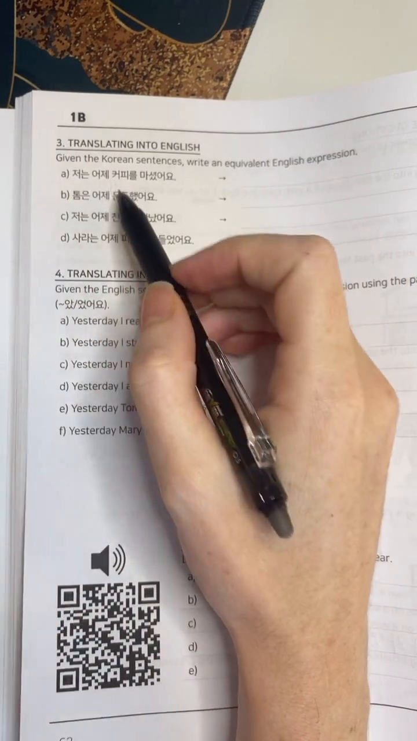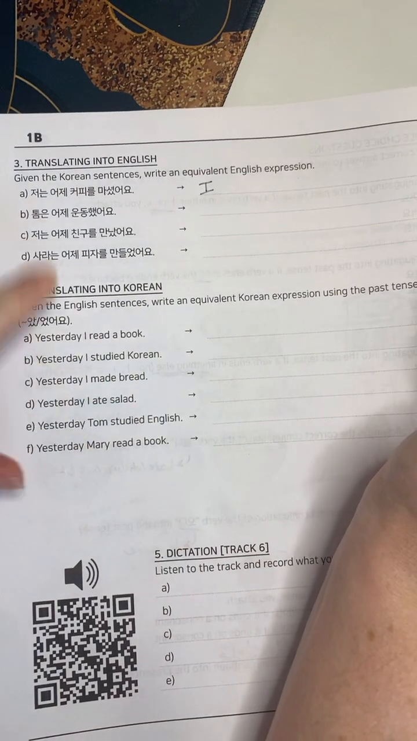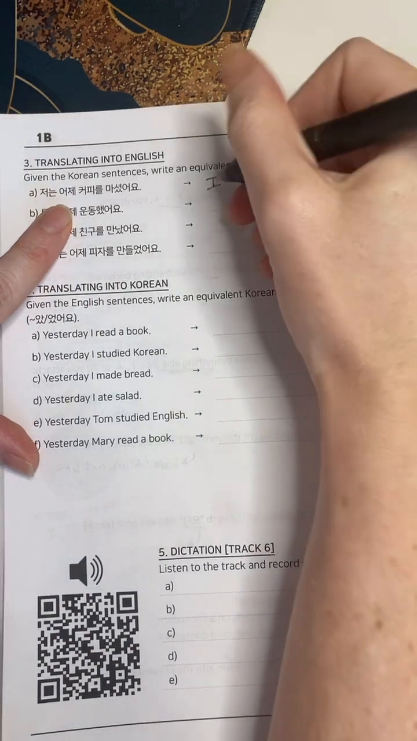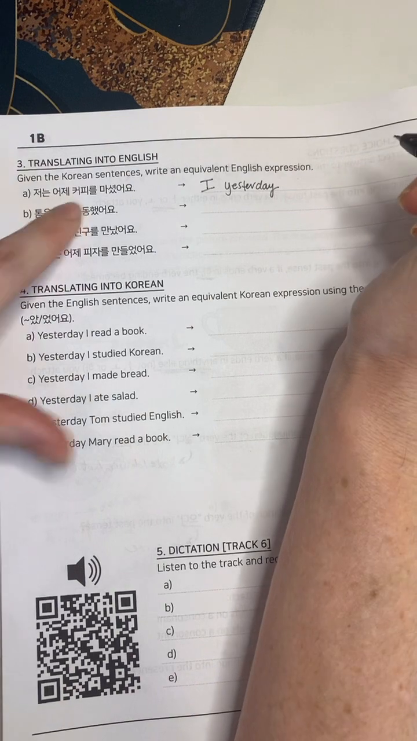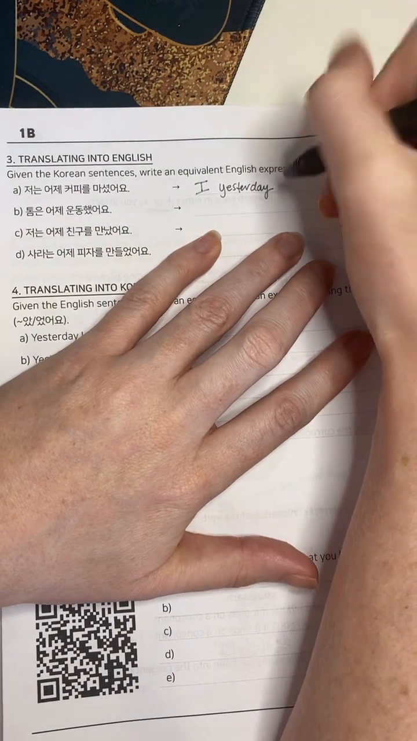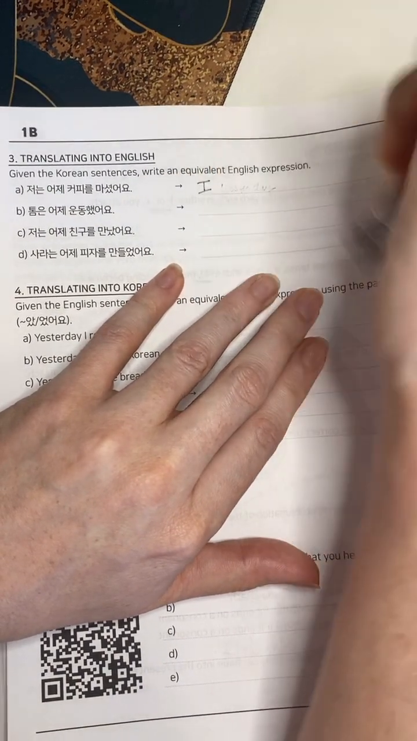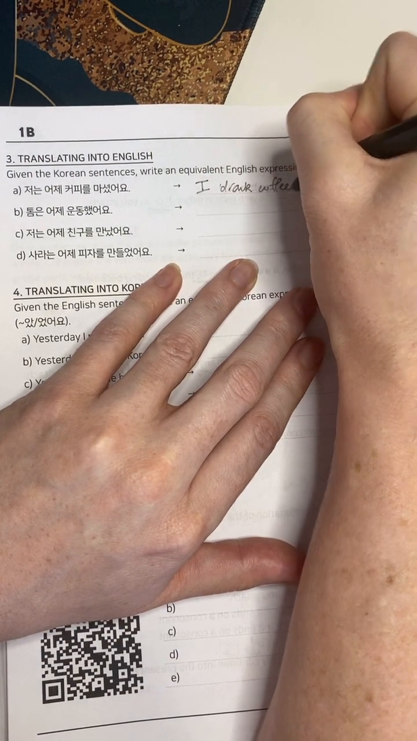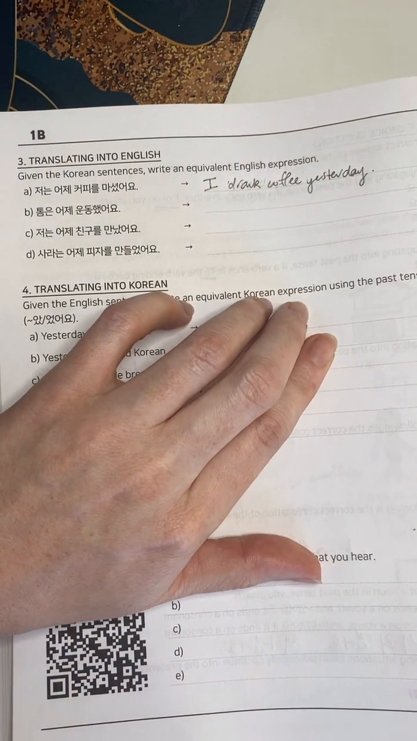Okay, so let's look at this. 저는 means I. 어제. What does 어제 mean? 어제 means yesterday. I yesterday coffee drank. Or I drank, let me just put this in a good sentence order in English. I drank coffee yesterday.